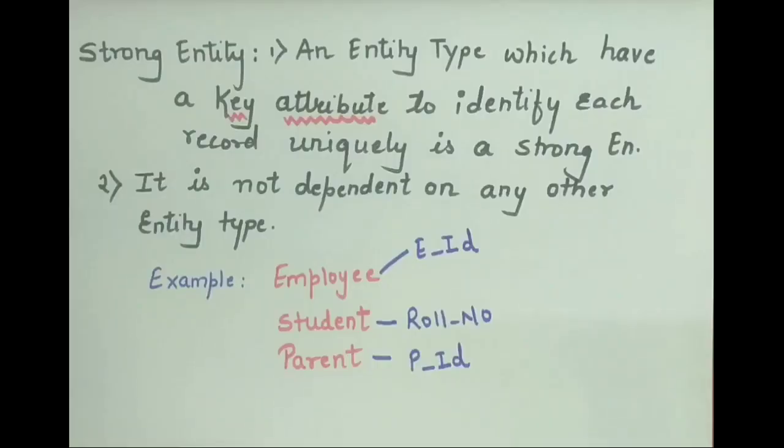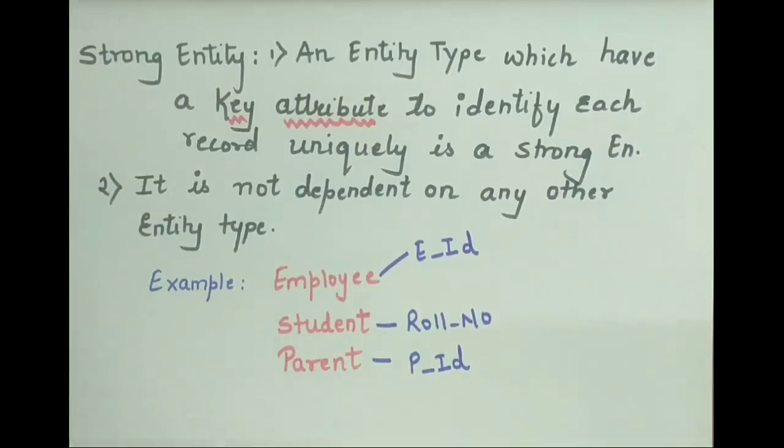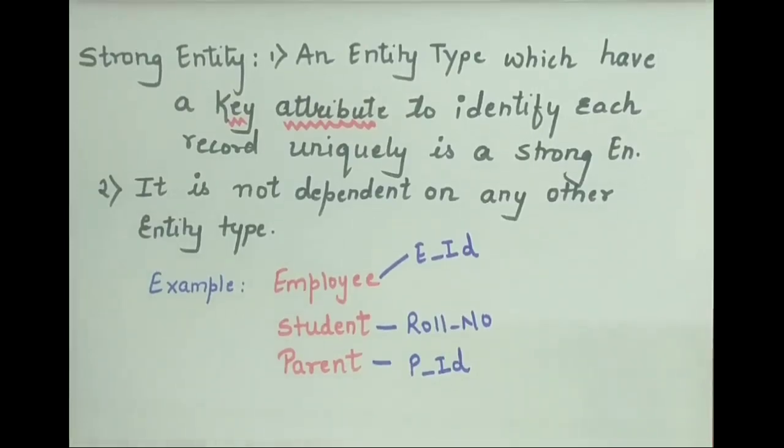Now let's see what is the meaning of strong entity type and weak entity type. Okay, so basically what is strong entity type? An entity type which is having a key attribute which is used to uniquely identify a record in your table is said to be a strong entity.